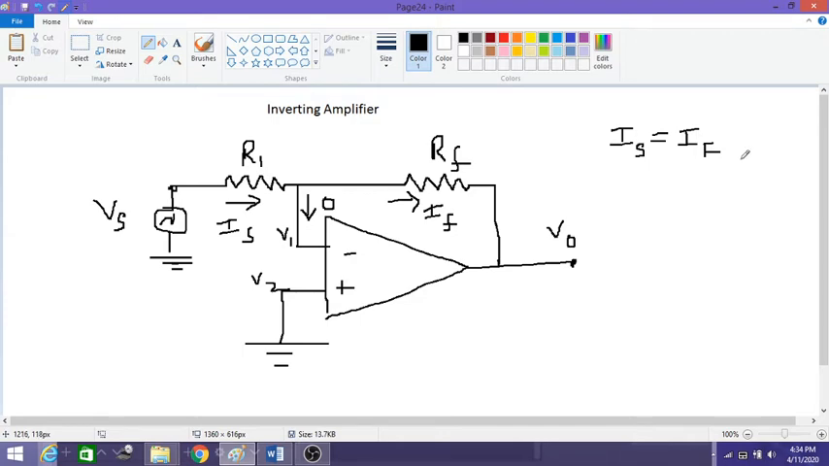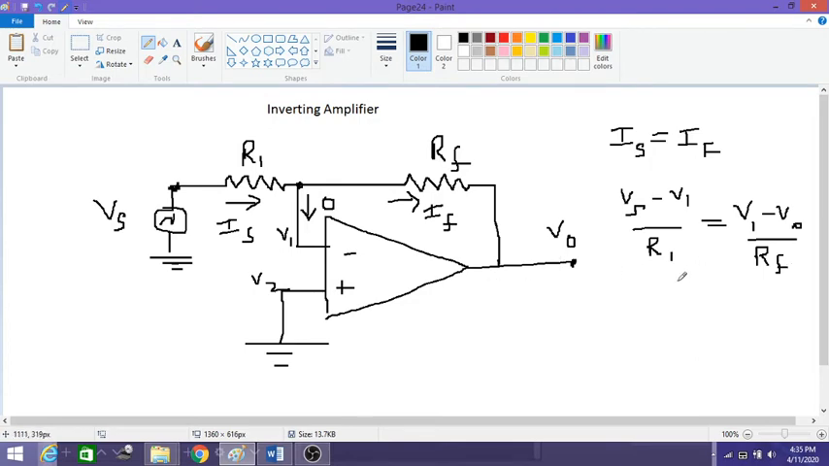Then by applying the node voltage analysis, the current IS can be represented in terms of voltage as the difference of potential across the two ends of this resistance R1 divided by the resistance R1. That is given as Vs minus V1 by R1. It is equal to the IF, which is again the difference of the potential across the two ends of this Rf resistance divided by the Rf resistance. So this is given by V1 minus V0 by Rf.